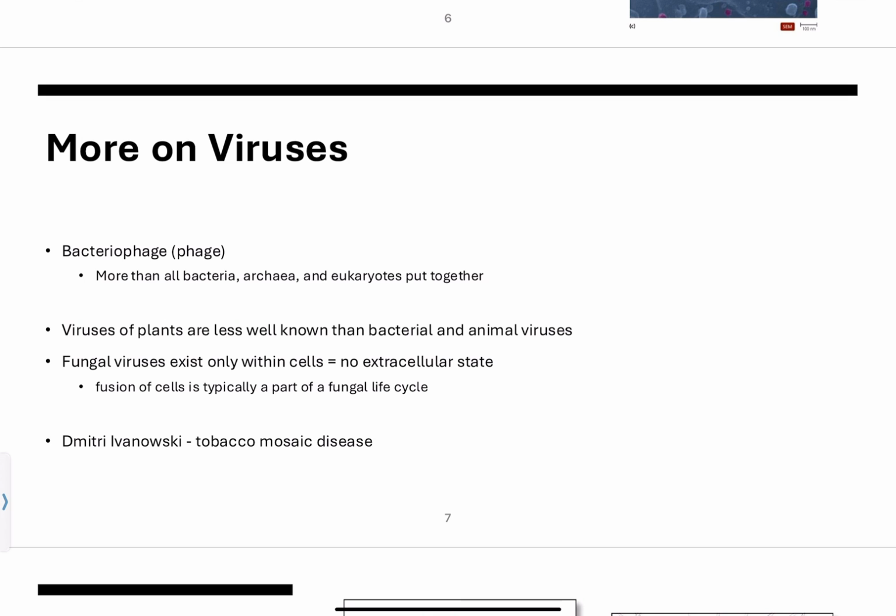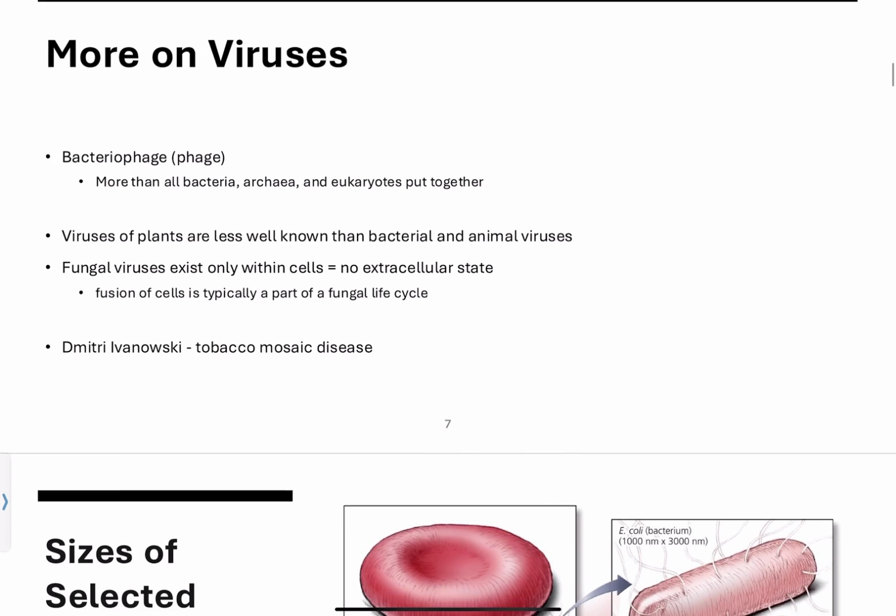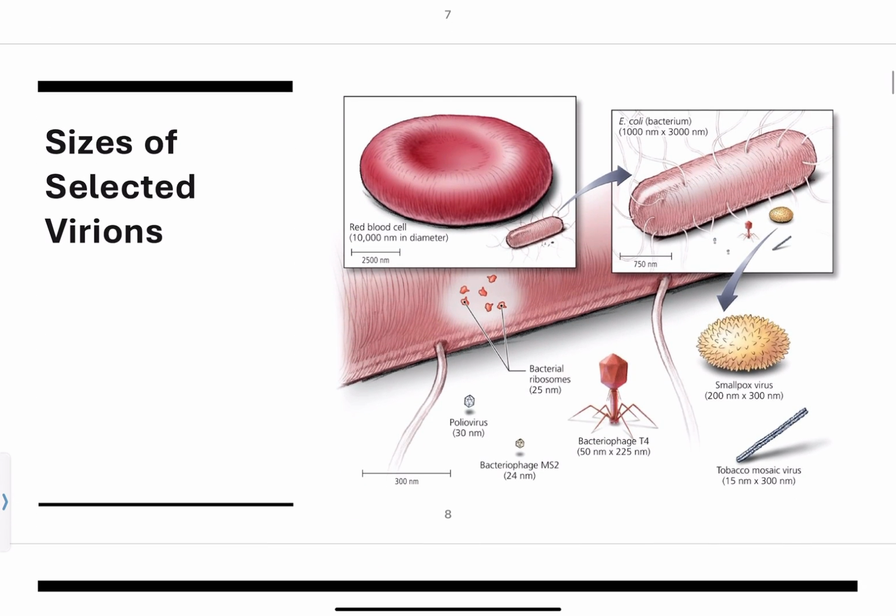Plant viruses are really common, but they're less well understood than bacterial or animal viruses. Plant viruses are usually transmitted by an insect vector, such as an aphid, a leafhopper, or even a psyllid. Fungal viruses are really unique because they lack the extracellular stage that I was talking about before. They remain within the fungal cells themselves and are passed to daughter cells during division and through cell fusion.